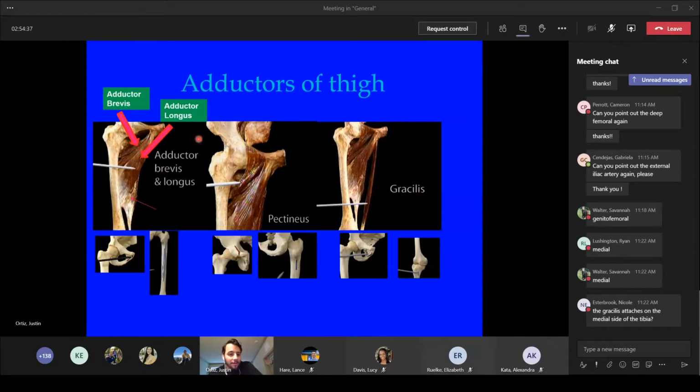Then you have your adductors of the thigh. So here's your adductor brevis, which is located right here. And here's your adductor longus, right? This little arrow is actually pointing to your adductor magnus, which we'll talk about. It's a really large muscle in your adductor compartment. But remember, this is your adductor brevis, this is your adductor longus, and this would be your pectineus, right? So pectineus right here. And here's your gracilis, right? Gracilis is pretty easy to point out. It's a really long muscle on the medial side, right? So this would be your gracilis.